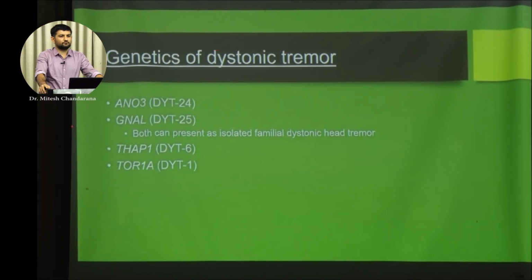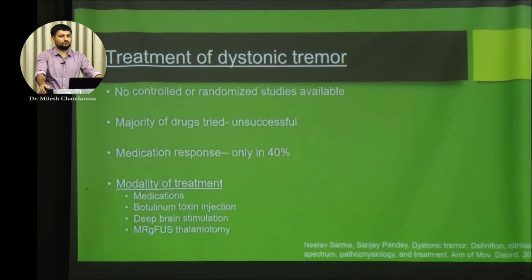These are certain genes in the genetics of dystonic tremor, like the ANO3 genal mutation. Both can present as isolated familial dystonic head tremor. So with positive family history of dystonic tremor, these two should be particularly looked for. Even THAP1, I think Narendra has one case with THAP1 with prominent dystonic tremors, and TOR1A, DYT1. This also should be looked for.